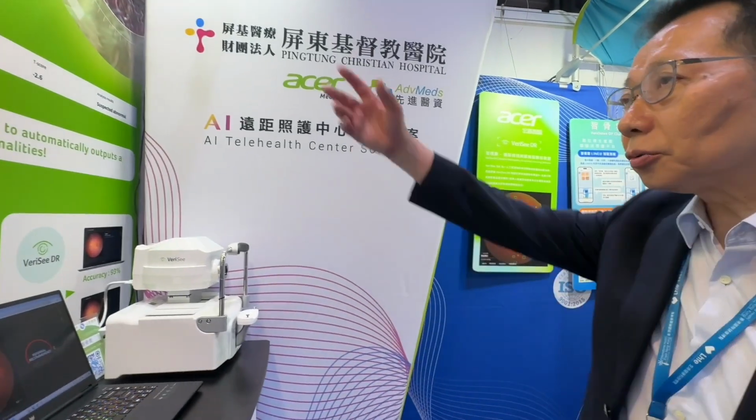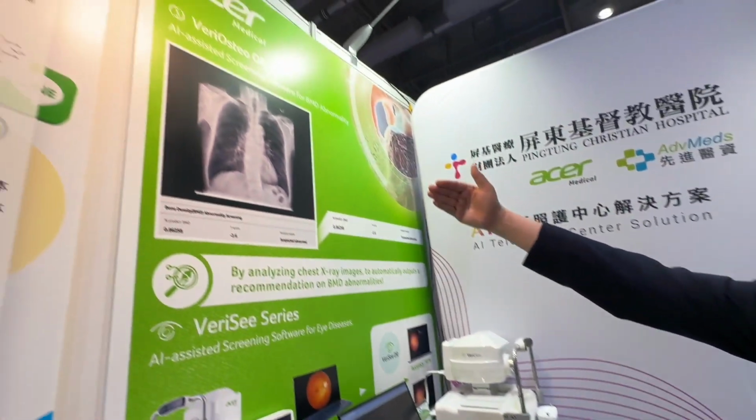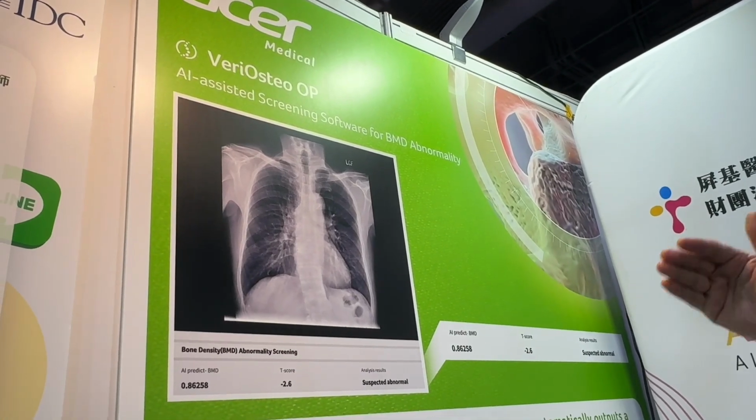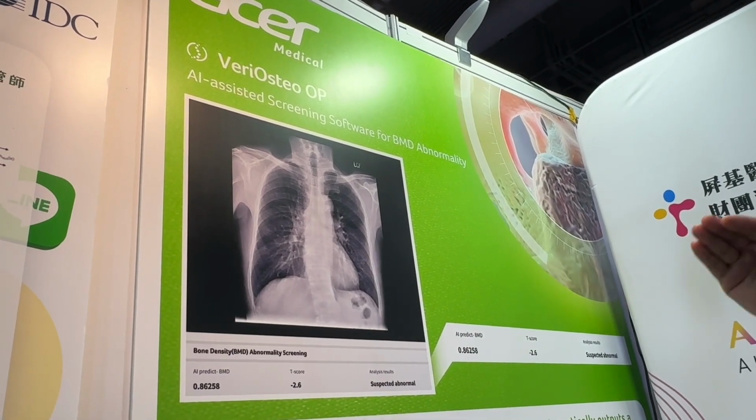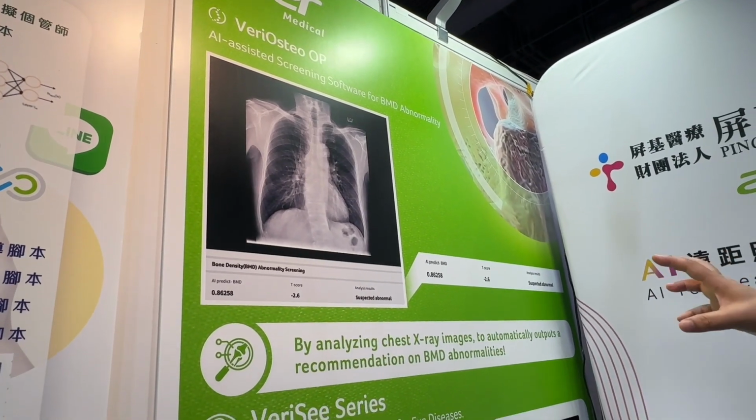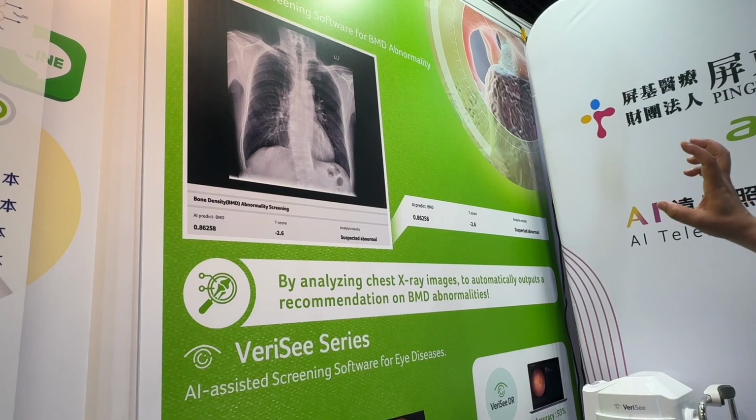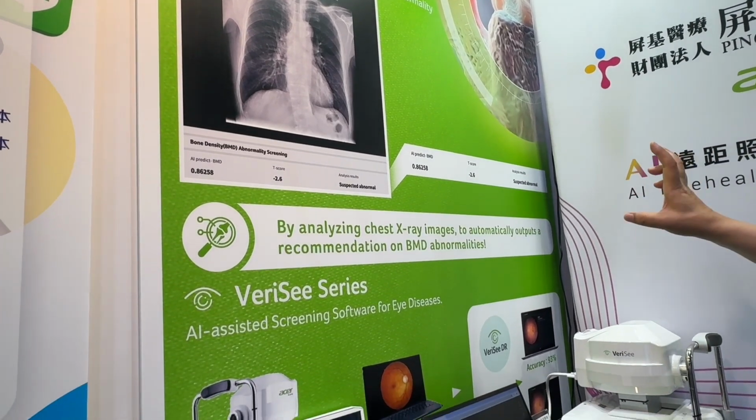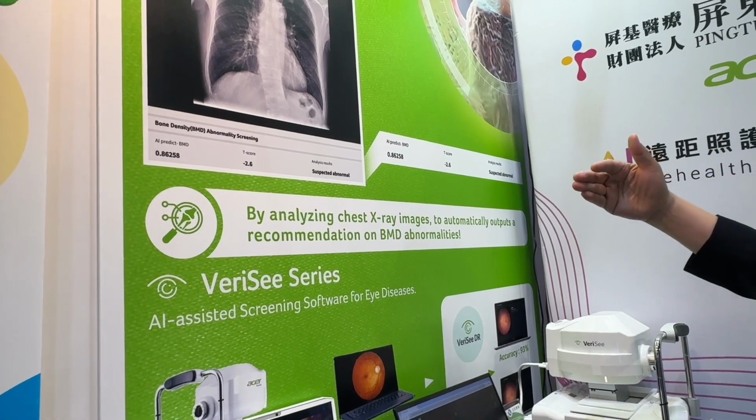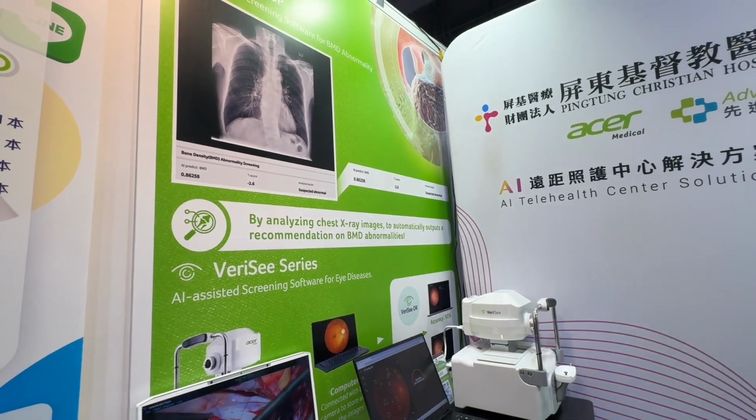And they also have another advantage. They can use a very common chest X-ray, with AI technologies, to estimate bone mass density. This is a very important part of the suffering of elderly people, especially osteoporosis, so they can have early detection and warning, and also a screening test for that.